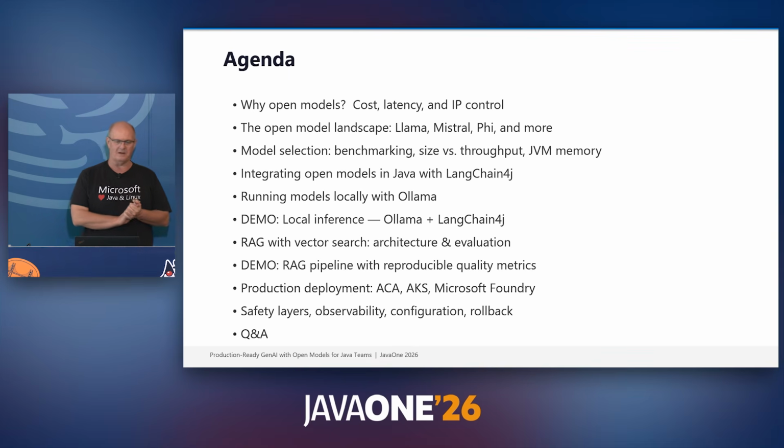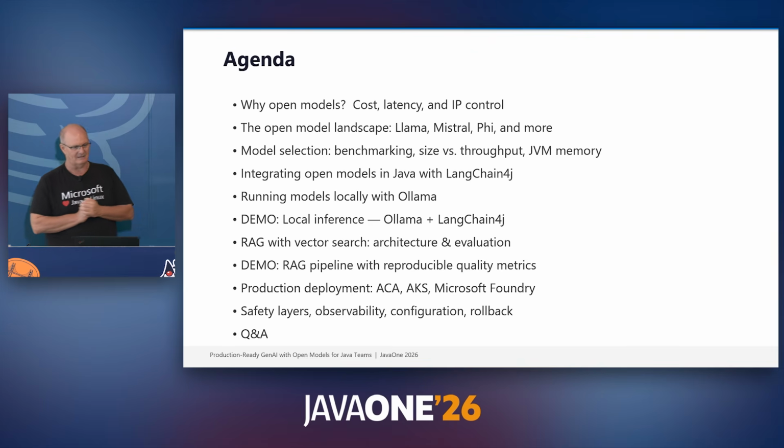So we're going to talk about why open models: cost, latency, and IP control. We'll talk about the model landscape, the different models you can use for open source, model selection, and integrating open models with LangChain4j. I've got some demos for that, and running models with Ollama as well. I'm also going to show a demo of vector search, and then talk about different ways you can deploy things.